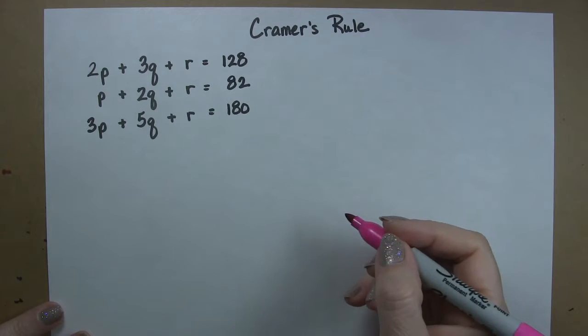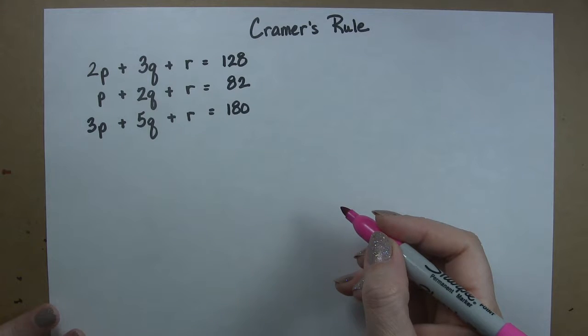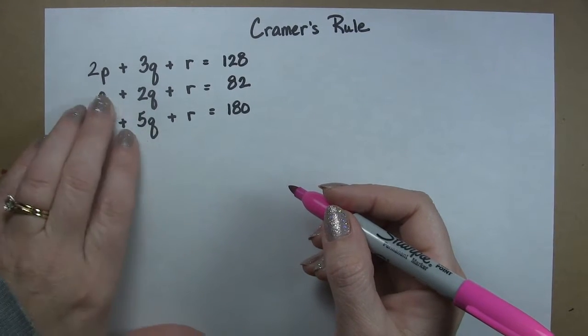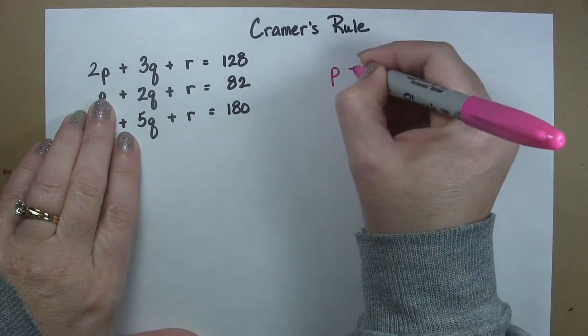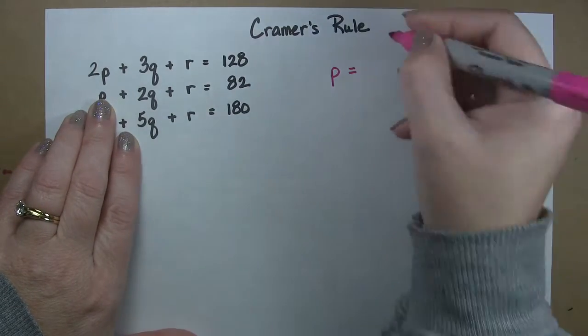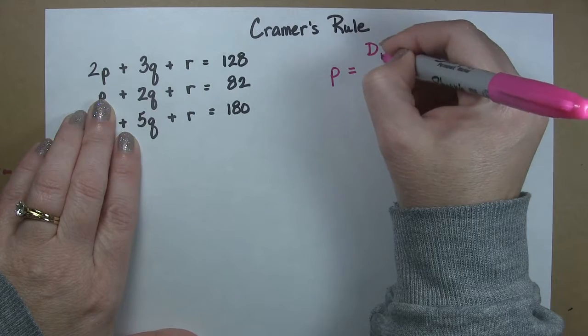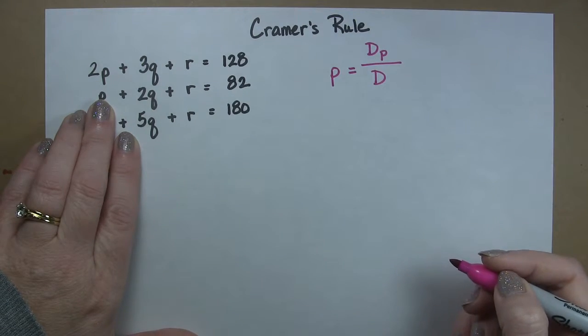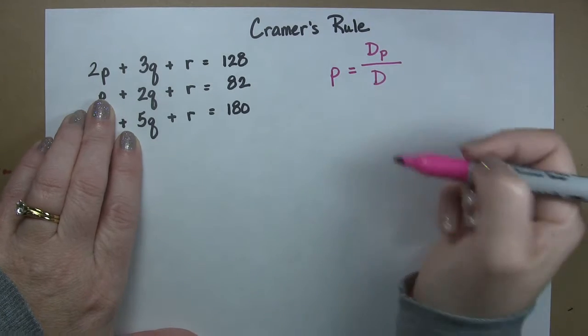Well, first of all, you should know what Cramer's rule says. Cramer's rule says that for any variable, so let's pick P, you can calculate P by calculating the determinant of P and then dividing it by the system determinant. So P equals D sub P over D.